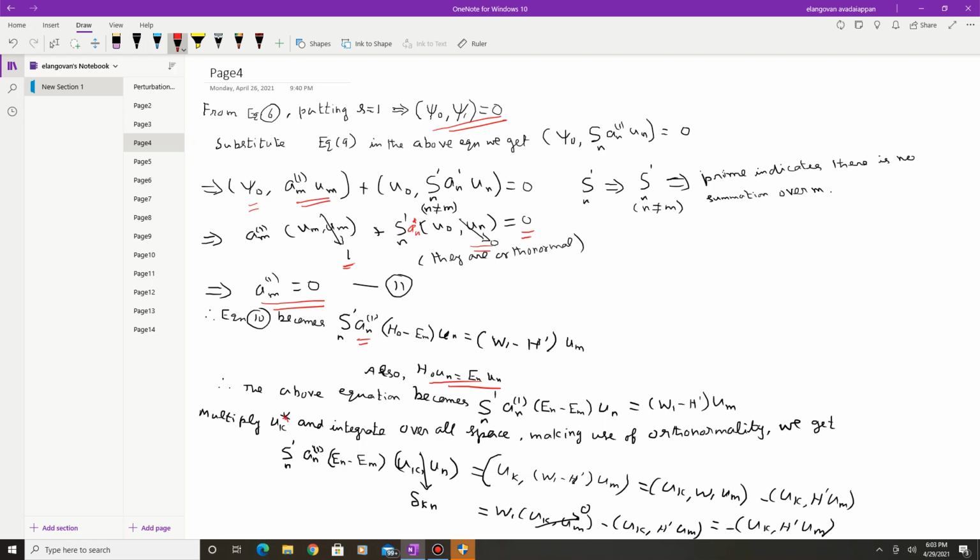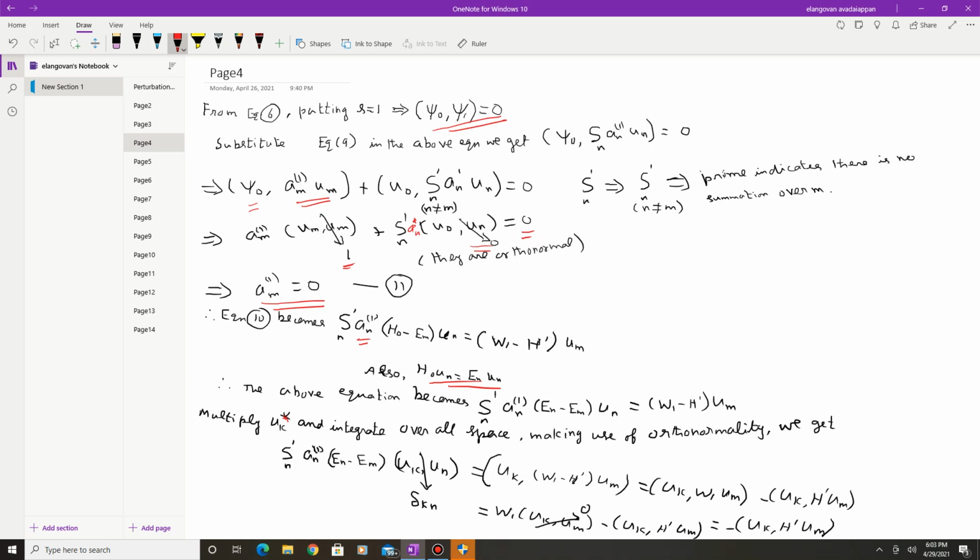This is your complex conjugate, uk star, and integrate over all the space. So summation over n prime an, here en minus em is there. This is not an operator that can be taken outside. So there is an inner product of uk with un on this side. The other side is uk comma w1 minus h prime un.